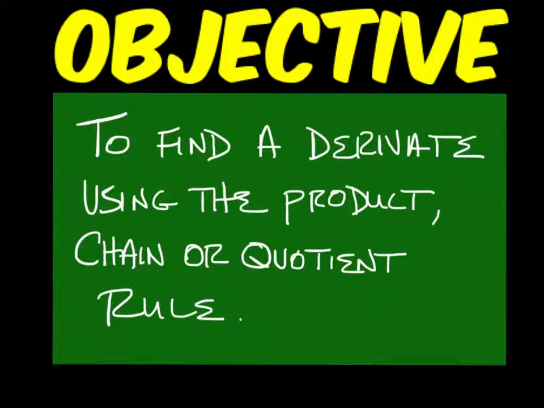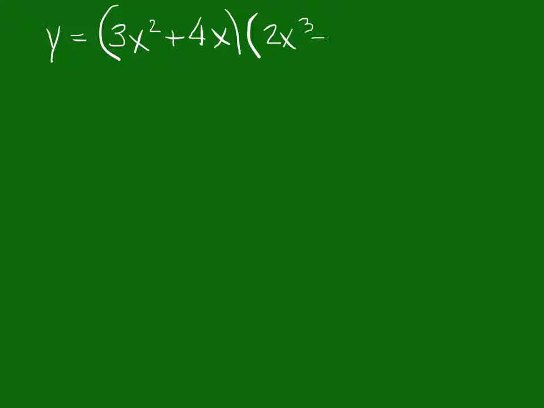To find a derivative using the product, chain, or quotient rule. Sometimes it's a combination of all three, or any two. Here's an example, just for the product rule. Let's say we have y equals 3x squared plus 4x, and then multiply that by 2x to the third minus 5x squared.